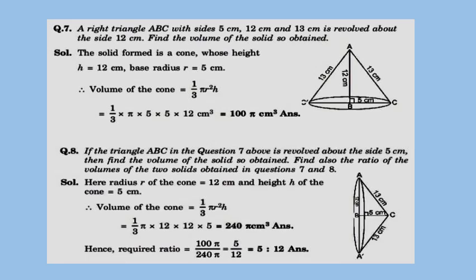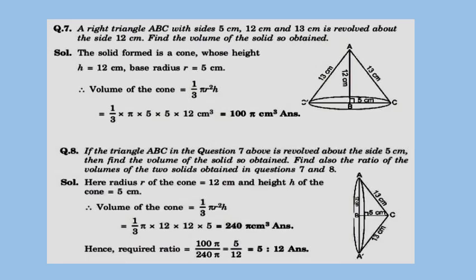The solid so obtained has height 12 cm, base radius is what? 5 cm. So use the formula for volume of the cone, 1/3 pi r square h. Substitute it. If you want to calculate by using the value of pi, you can. Otherwise, you can leave the answer as it is, 100 pi centimeter cube.